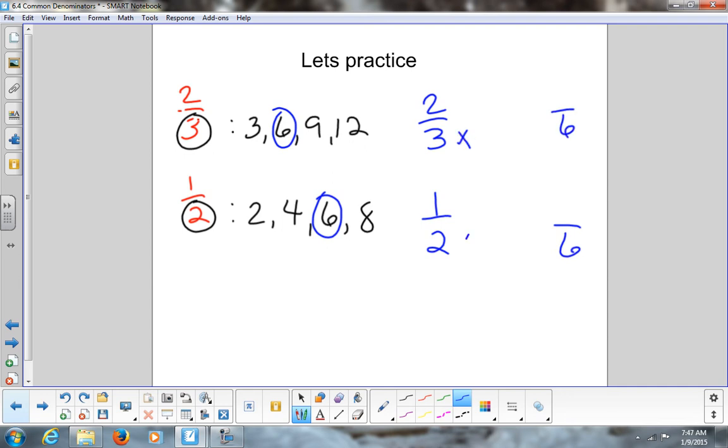So I got to figure out what times these numbers got me to here, right? Okay, so 3 times what equals 6? 2. Good. What I do to the bottom, I got to do to the top. Okay, 2 times 2 is 4. Okay, now how do I get from 2 to 6? 2 times what is 6? 3. And what I do to the bottom, I got to do to the top. Okay, so these would now be my fractions with a common denominator. All right, let's try another one.